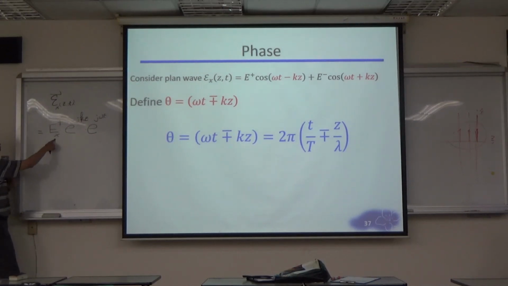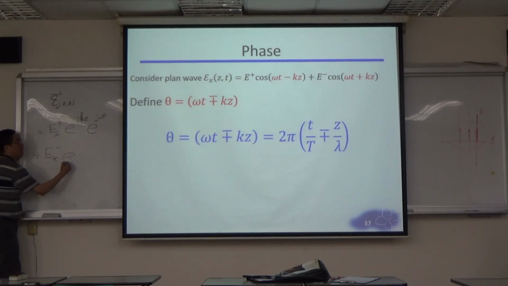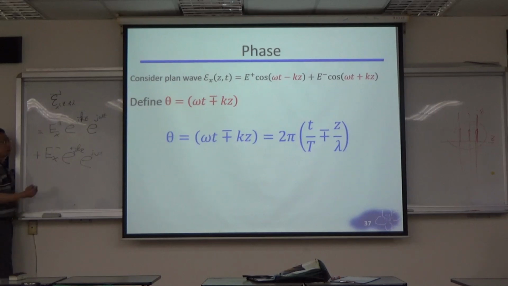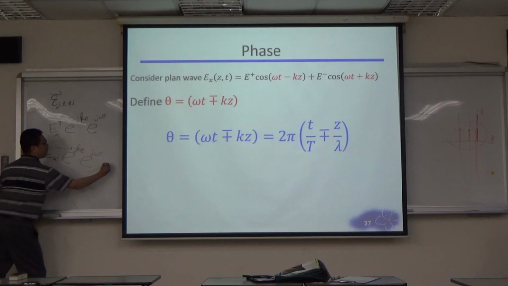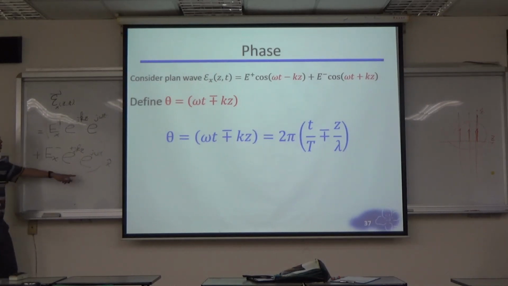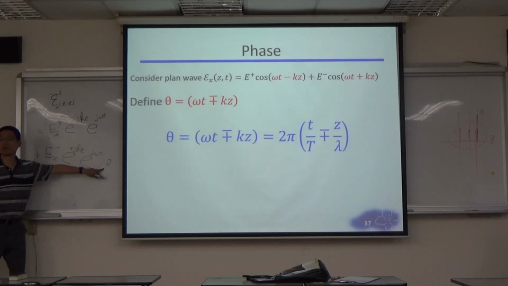plus there is another field which goes in the negative Z direction. So EX minus, another magnitude of your refracted wave, multiplied by exponential positive JKZ multiplied by the exponential J omega T. This is the total E field, and don't forget to multiply your total result by the X direction, the unit vector X. Okay, I just reviewed.